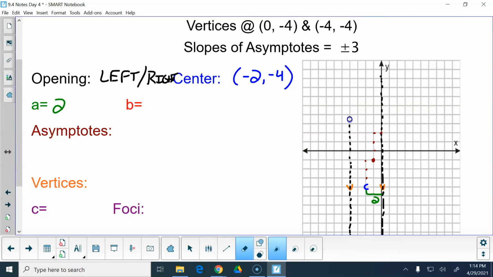So this can come back down to there. That can come back down to there. And my box can now go there. What does that tell me? B. What's B? 6. 6, because I had to go up 3 twice.